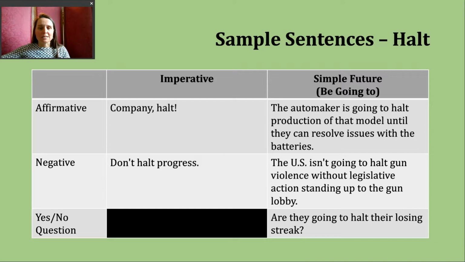To do a negative simple future sentence, our structure is going to be similar. So again, we start with the form of be that matches our subject, but then we insert not, then going, to, and the base verb. You can see that in my example here. The U.S. isn't going to halt gun violence without legislative action standing up to the gun lobby.